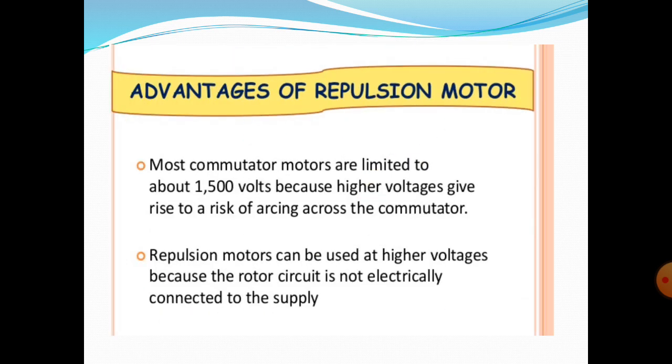And next are the advantages of the repulsion motor. In this motor commutator voltages are limited to about 1500 volts, because high voltages give risk of arcing across the commutator. And next, this motor can be used for high voltages because the rotor circuit is not electrically connected to the supply; the stator is always connected to the supply.